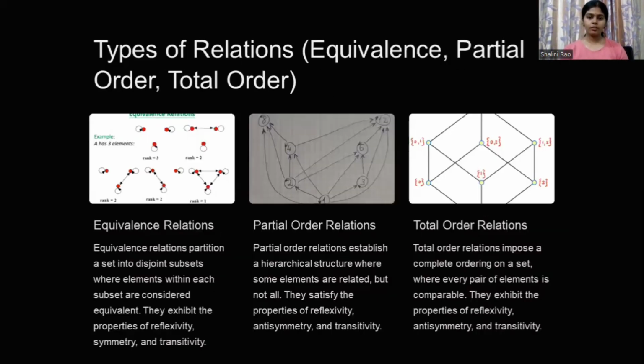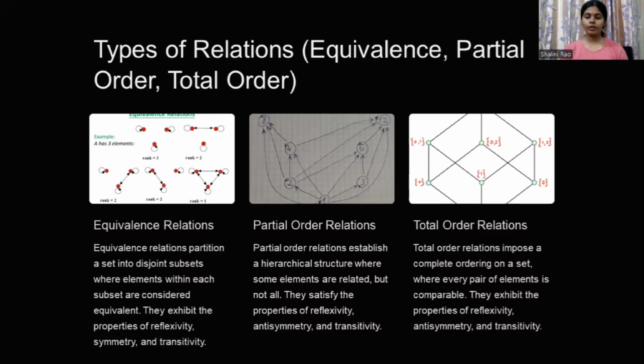Types of relations: equivalence, partial order, total order. Equivalence relations partition a set into disjoint subsets where elements within each subset are considered equivalent. They exhibit the properties of reflexivity, symmetry, and transitivity. Partial order relations. Partial order relations establish a hierarchical structure where some elements are related but not all. They satisfy the properties of reflexivity, antisymmetry, and transitivity.